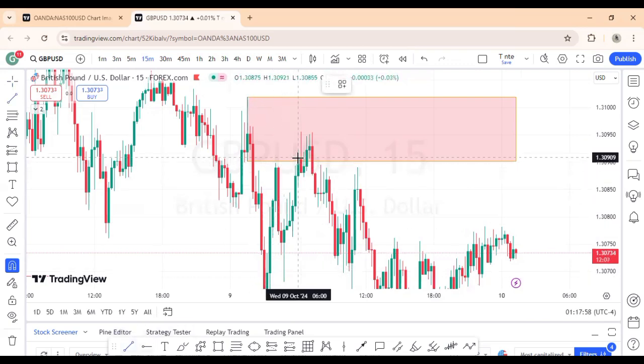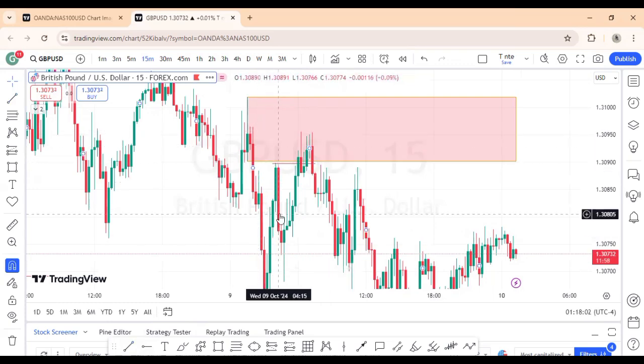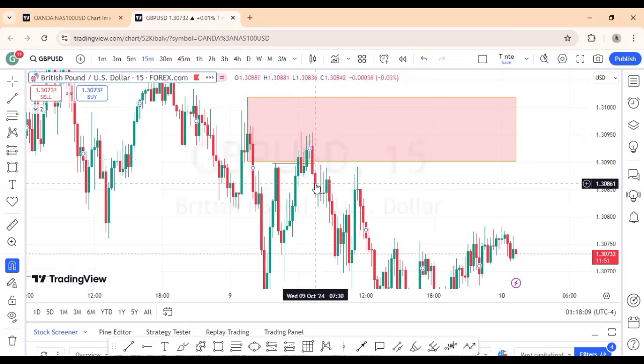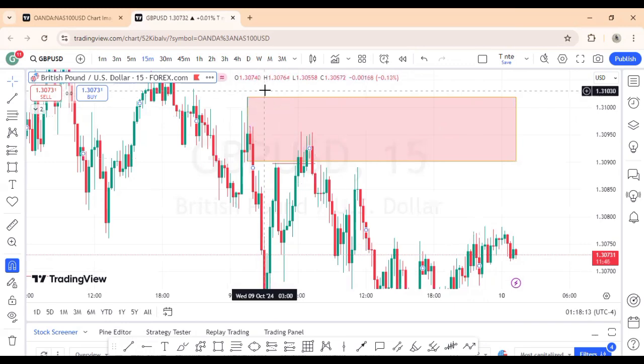Now this is what we call an inducement, right? You can see how price made an inducement, just came very close, and then finally the market came back to the original order block, and what you can see was this drop off, right? So this is what we mean by engineered liquidity.